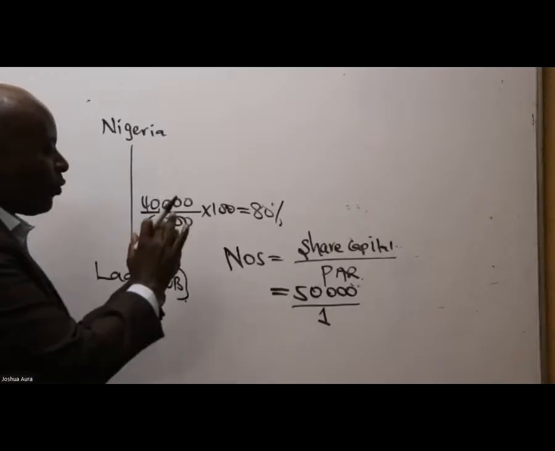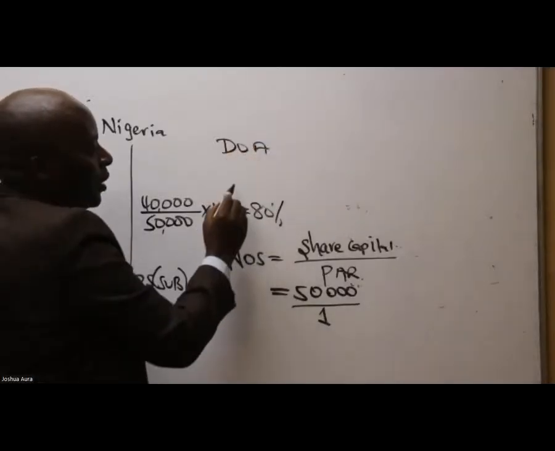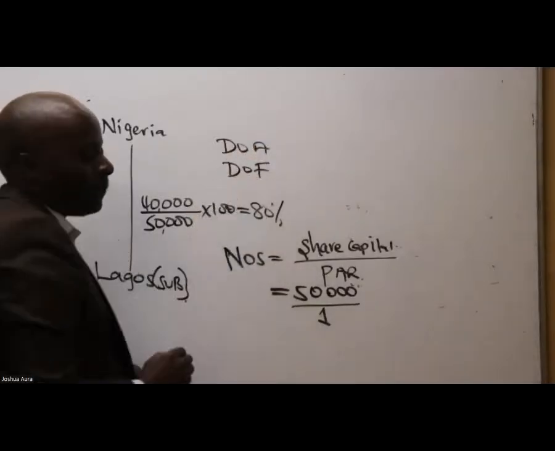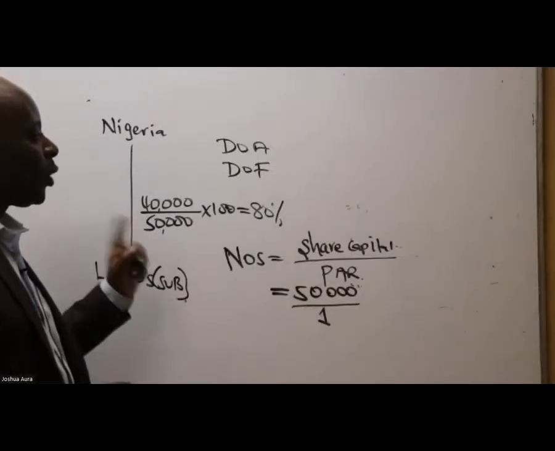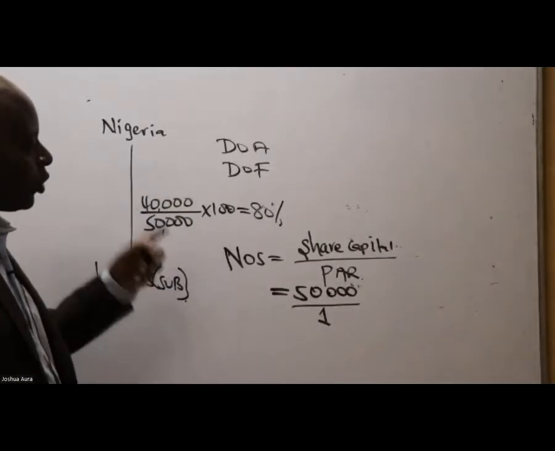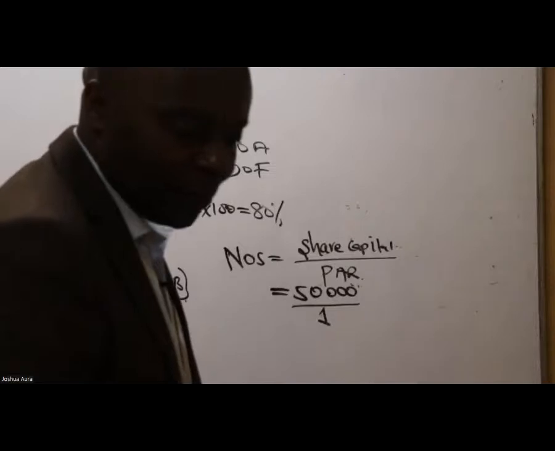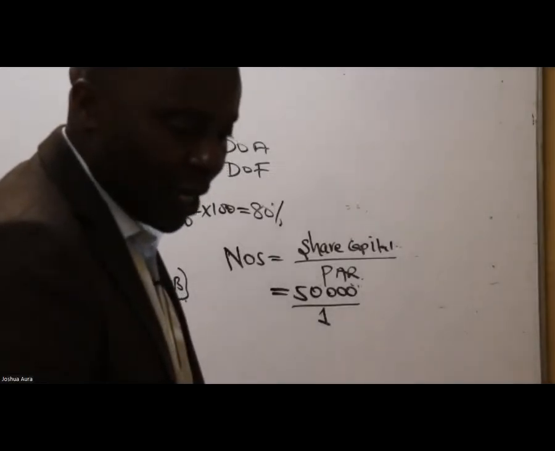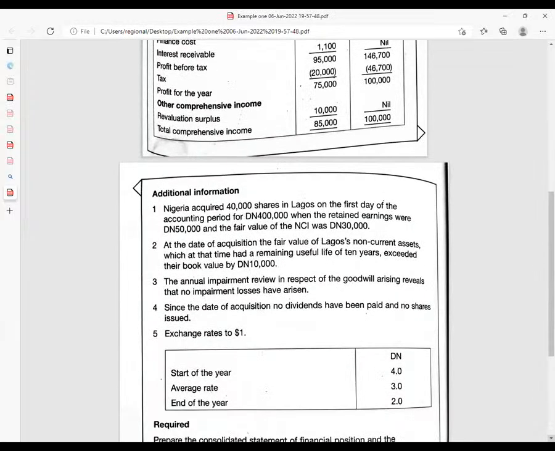So I would want to count the number of months. For me to count the number of months, I would be interested in knowing the date of acquisition and the date of the financial statements. The date of acquisition for sure is given here. We are told Nigeria acquired 40,000 shares in Lagos on the first day of the accounting period.